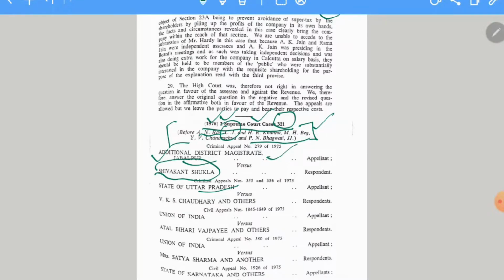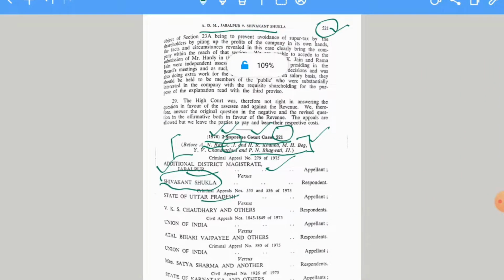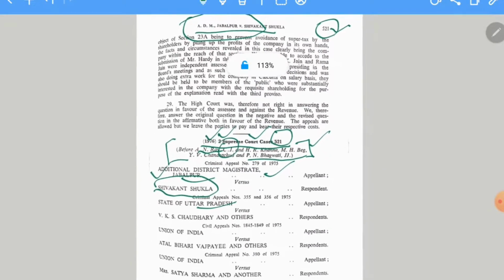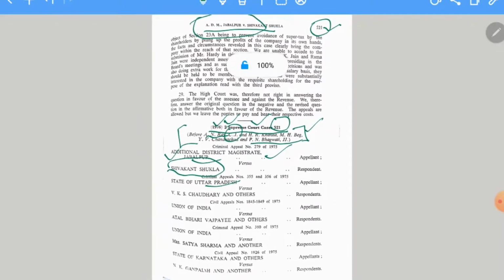Then you can also read the name of the appellant. Because the first appellant was Additional District Magistrate Jabalpur, this case is known as the ADM Jabalpur case. You can see. Okay, so this is the way you can find it here.